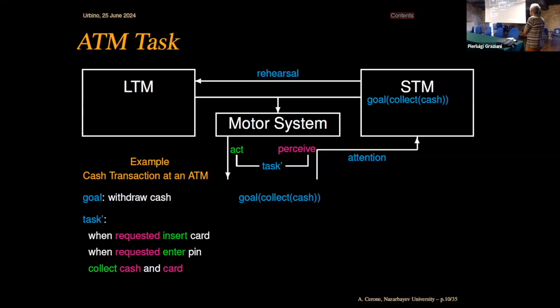So we have a goal, and the goal is actually to collect the cash. The way we represent the goal in our notation is in terms of what the achievements are. So when we withdraw cash, our achievement would be to collect the cash. And when we achieve that, the goal will disappear. Initially, our goal is in short-term memory. So it's one of those 7 plus or minus 2 items that are there.